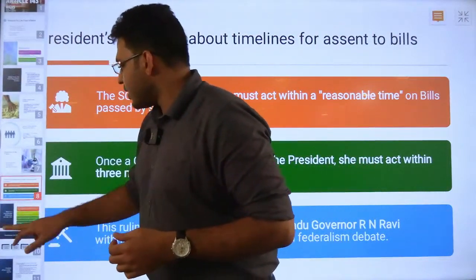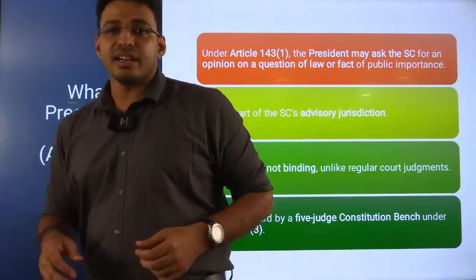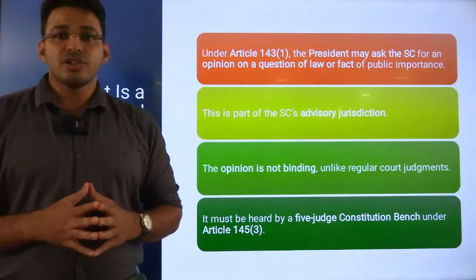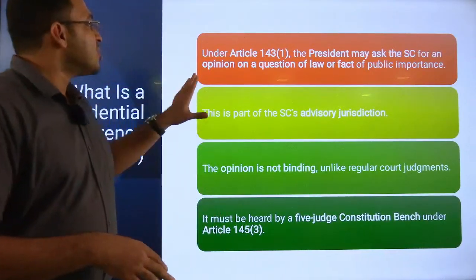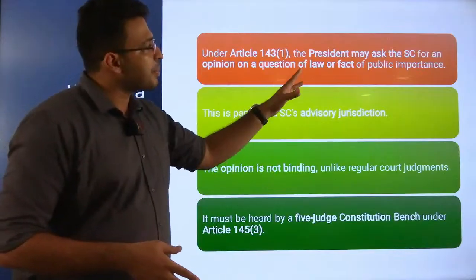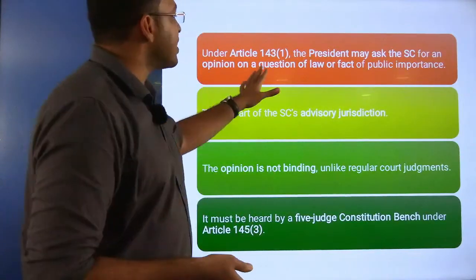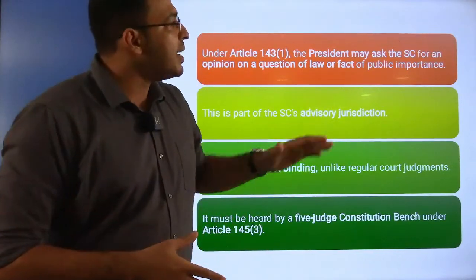So what is the issue? What is a presidential reference under Article 143 of the Constitution, which is the advisory jurisdiction of the Supreme Court? Article 143 clause 1 says that the president may ask the Supreme Court for an opinion on a question of law or fact of public importance.